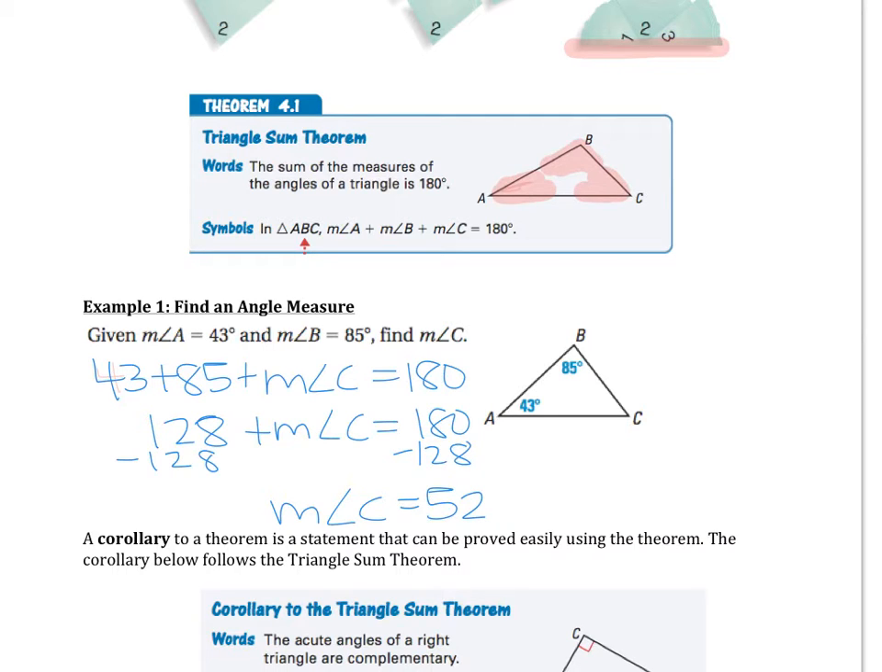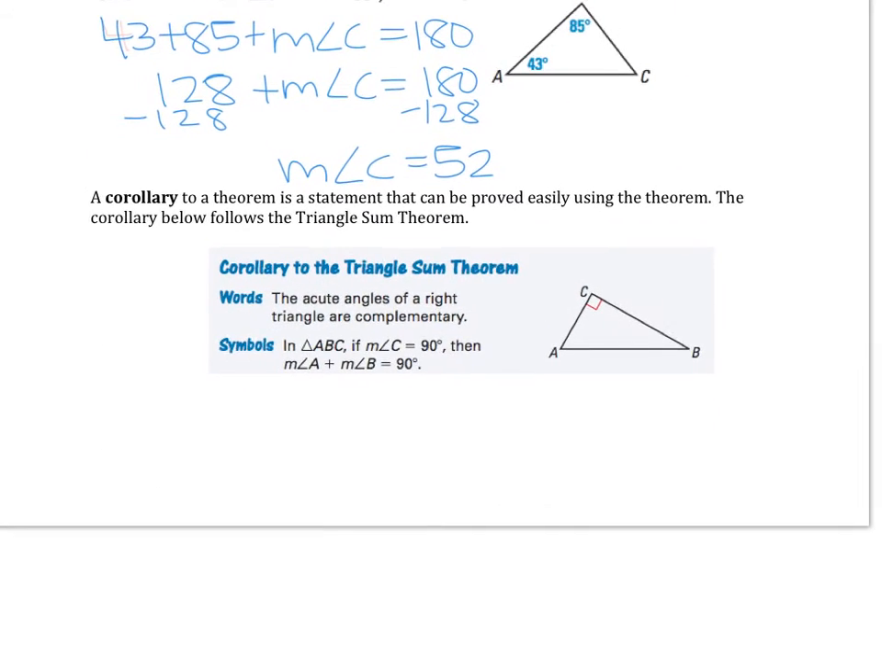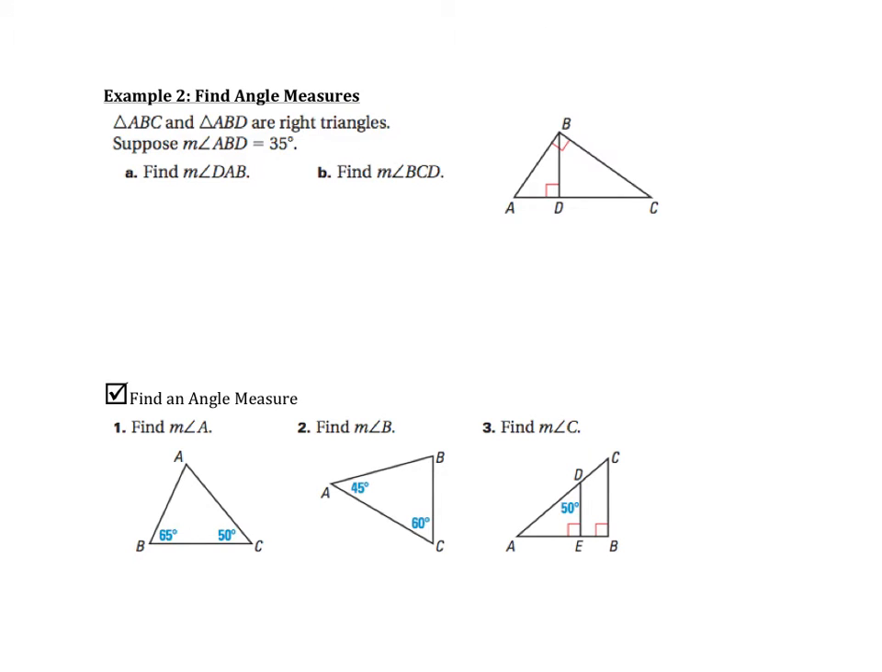A corollary is basically just something that can be easily proven using theorems, and this corollary is just that if one of my angles is 90 degrees, it just means the other two are complementary, so they add up to 90. So specifically, if we have a right triangle, the other two angles are complementary, add up to 90 degrees.